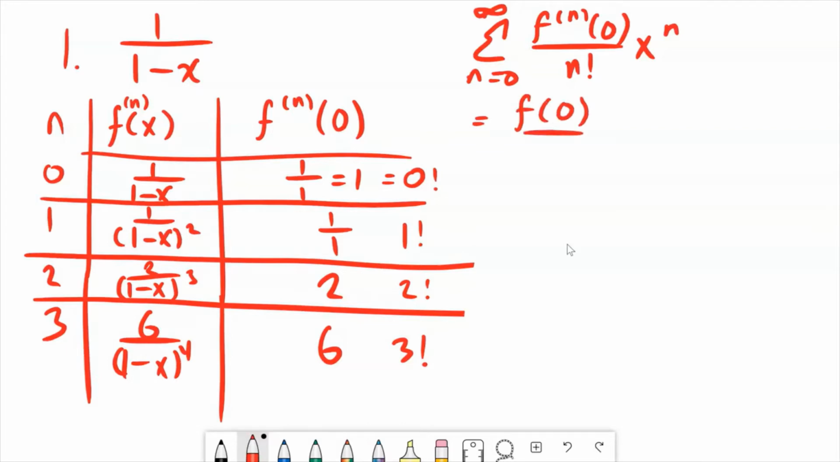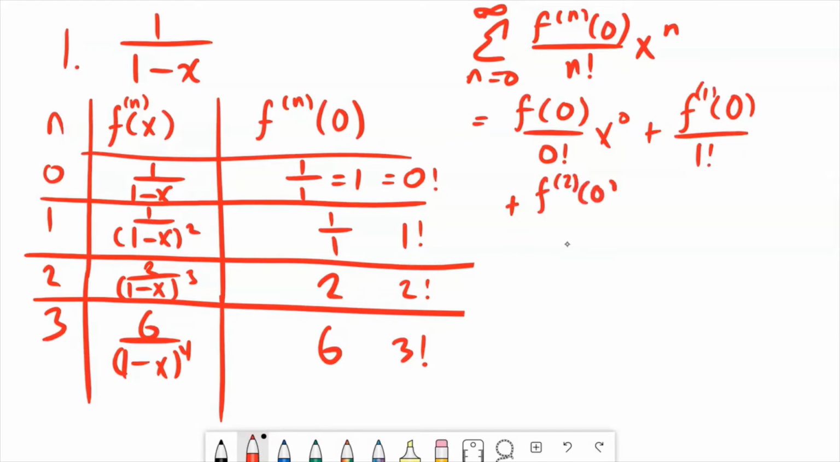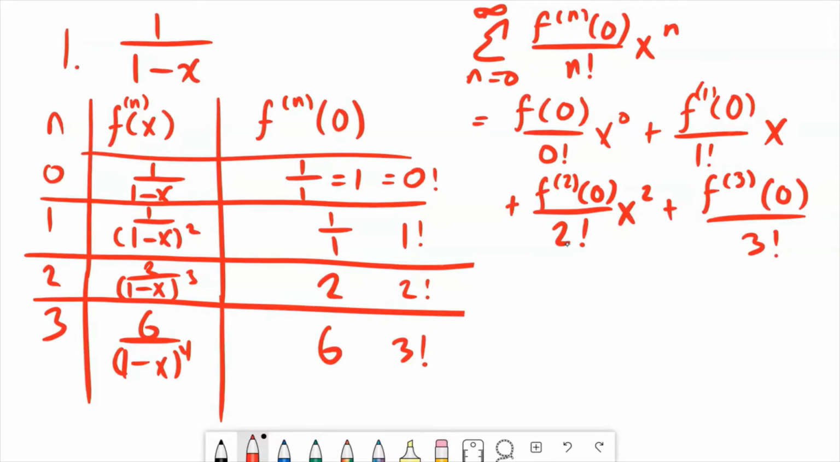So f of 0 divided by 0 factorial times x to the 0, plus the first derivative at point 0 divided by 1 factorial times x, plus the second derivative evaluated at 0 divided by 2 factorial x squared, and then the third, and so on. Okay, so now let's just fill it in. So f of 0, we found in this table, is just 0 factorial divided by 0 factorial x to the 0. Okay, easy. This one right here, the first derivative, is 1 factorial divided by 1 factorial times x.